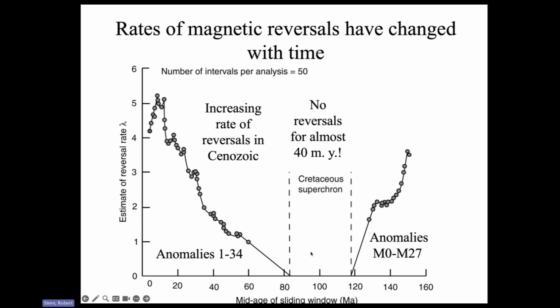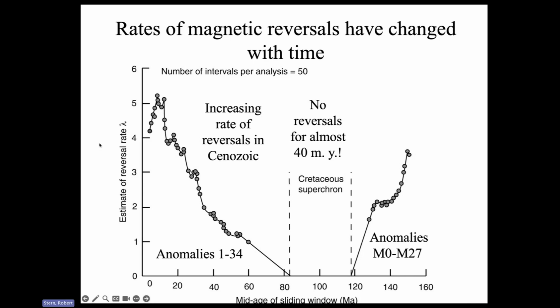Then we have a time when there was no reversals, about 40 million years. It's called the Cretaceous superchron. And then before that, there's another set of anomalies, and those anomalies are numbered M0 to M27 to distinguish them from the younger anomalies, right? This is M0, and then this would be M27 back here.